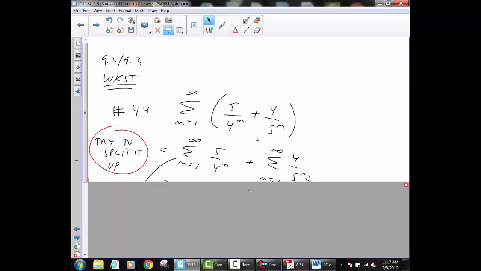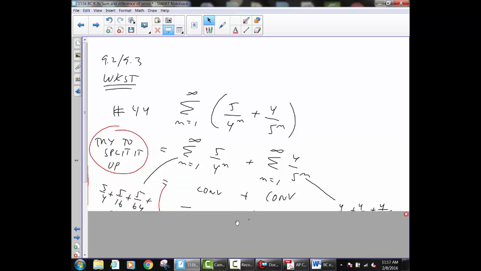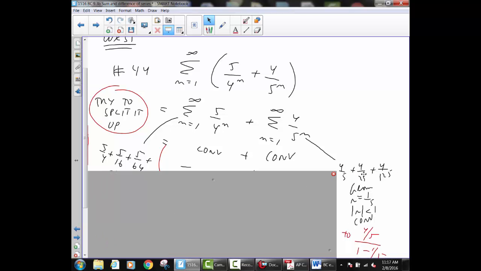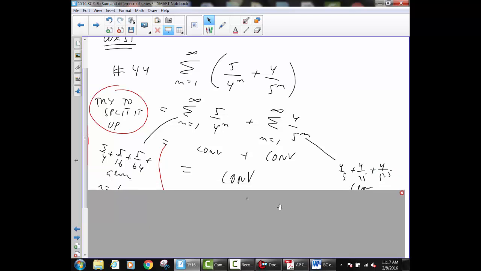So we're going to try and split it up because combining them is going to be a bit of a hassle. And it turns out that this one over here is, if you write out the first few terms, geometric. Common ratio is 1/4, so it does converge. This one over here, also geometric. As you can tell by writing out the first few terms, common ratio is 1/5. And again, it is also convergent. So I do end up with convergent plus convergent is convergent.